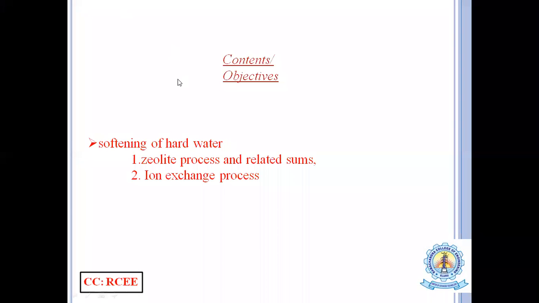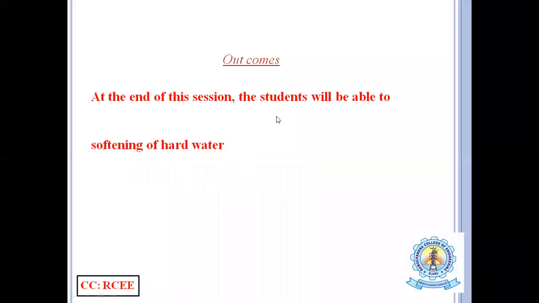The contents of today's session: softening of hard water by two different processes, like the zeolite process and the ion exchange process. The outcome of today's session is that students will be able to understand softening of hard water by these two different methods. So these two are called external treatment of hard water. I already told that point previously.